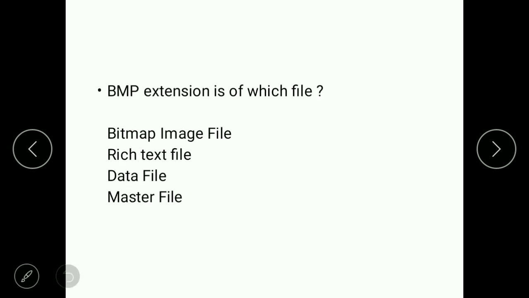BMP extension is of which file? And its answer is bitmap image file.